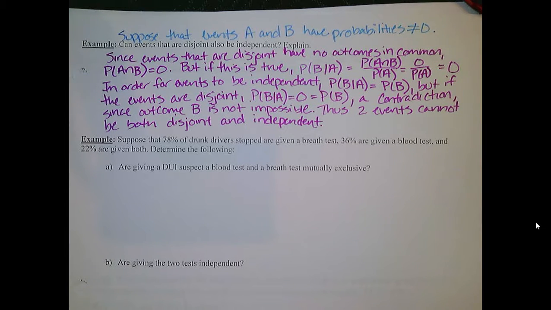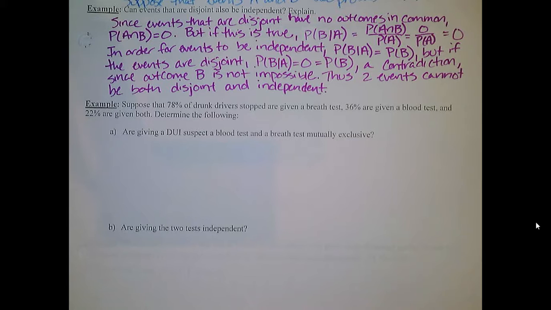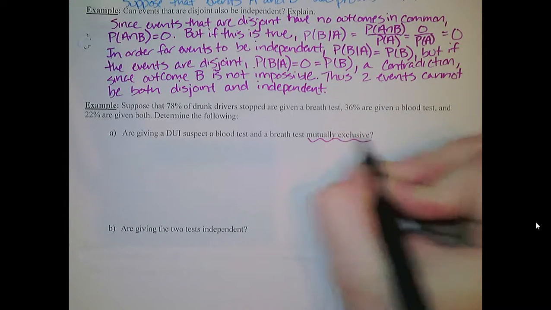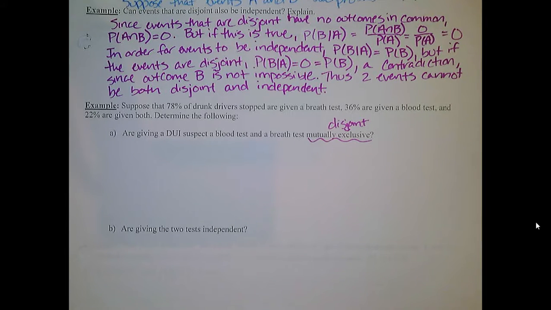So I want to end with the example that we looked at previously about drunk drivers. It says that suppose 78% of drunk drivers stopped are given a breath test, 36% are given a blood test, and 22% are given both. We want to determine two things. The first thing that we want to determine is whether or not giving a DUI suspect a blood test and breath test are mutually exclusive or disjoint. We also want to know whether or not the two tests could be independent of each other. So I'd like for you guys to take about 5 or 10 minutes to see if you can answer those questions, and then we'll look at the answer to that in part 2.